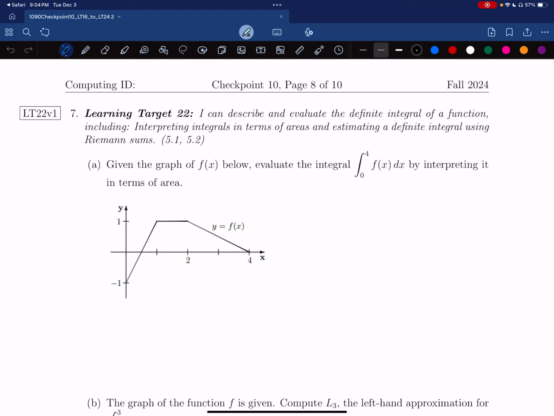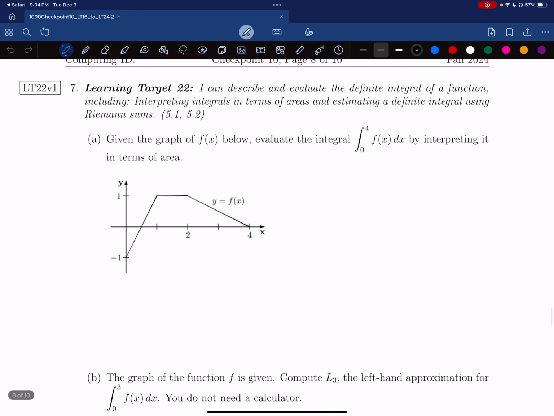Hey everybody, in this video, learning target 22, I'll be going over how to interpret integrals in terms of areas and then also using Riemann sums to calculate a definite integral. So in part A, we're given a graph of f of x and we're supposed to calculate the integral from 0 to 4 of this f of x function by interpreting it in terms of area.